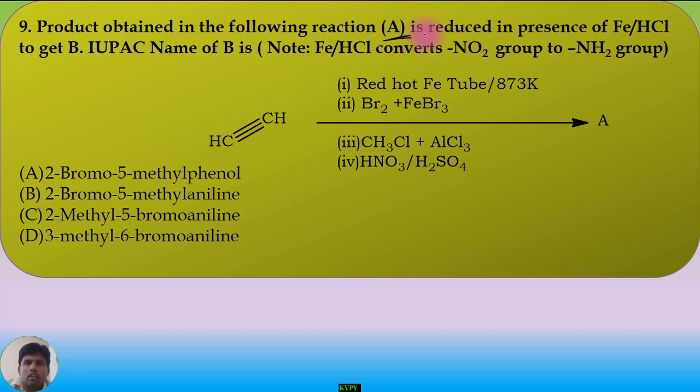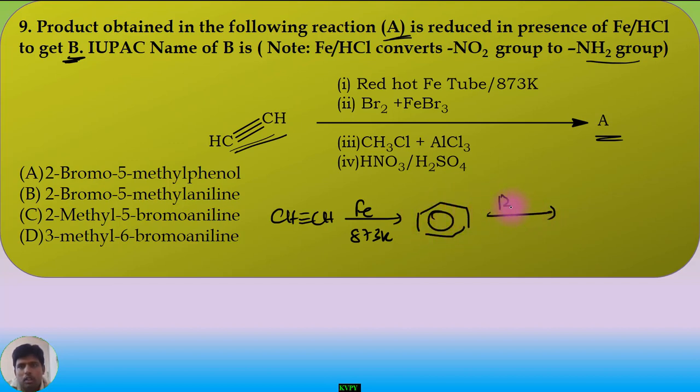Compound A is reduced in presence of Fe/HCl to get B. What is the IUPAC name of B? Fe/HCl converts the NO2 group to an NH2 group. First we need to find this A and then get B, and only then find out the IUPAC name. So first, the alkyne is ethyne, passed through a red hot iron tube at 873 Kelvin. It will convert CH triple bond CH to benzene.